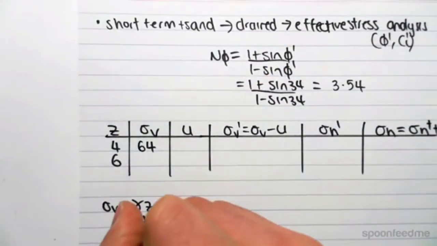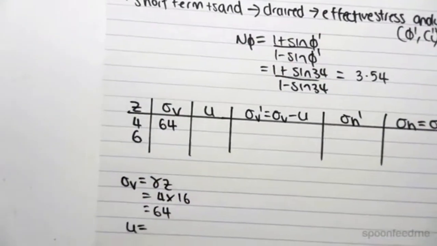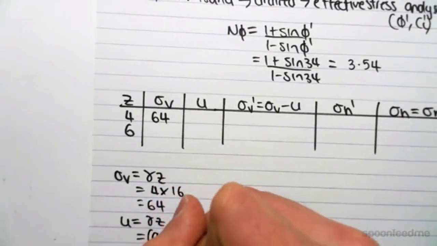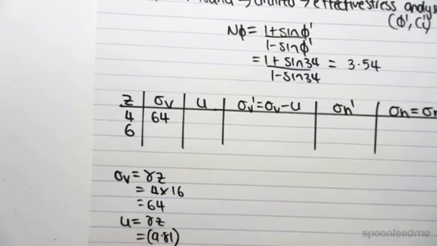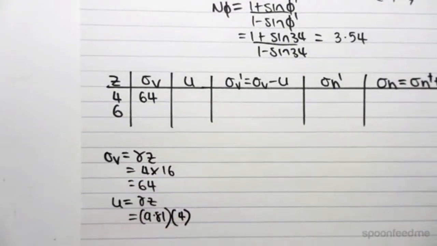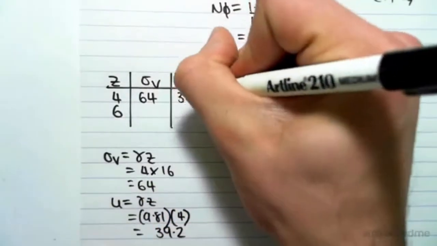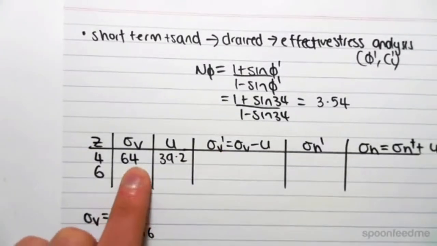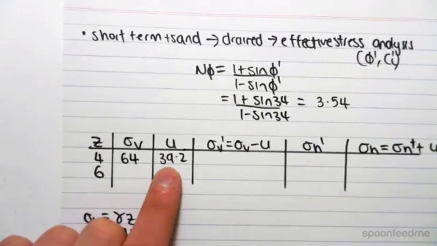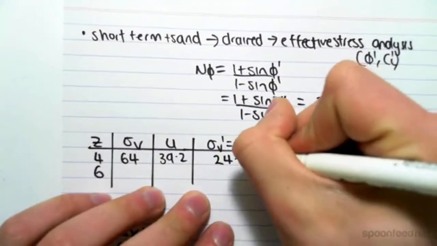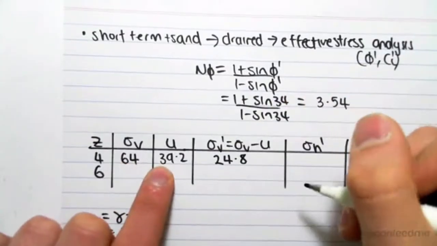We then need to find the pore water pressure, and that's just how much water we have above us. So it's also gamma Z, where gamma is 9.81, the unit weight of water, times Z, which is 4, since we're looking at the same point. We would get 39.2. We could then work out sigma V dash, which is just sigma V minus U. So it would be 64 minus 39.2, and we would get 24.8.